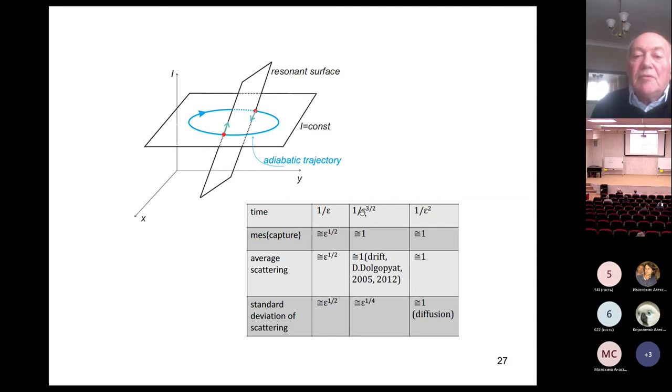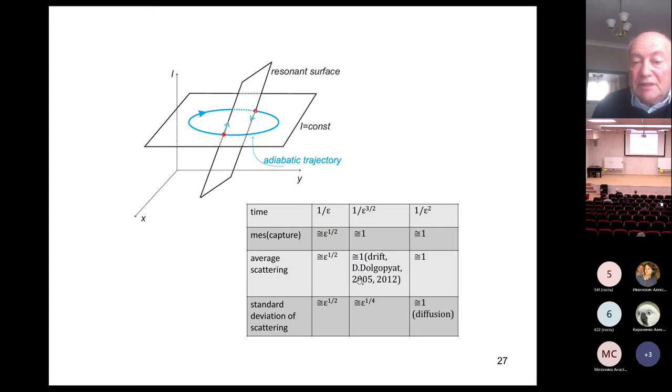But if we consider many crossings, of order one over epsilon crossings, we have such a time interval. On each crossing, we can have a measure of capture of order square root of epsilon, but for many crossings, we have a measure of order one. So it's a very important phenomenon here. Everything is dominated by scattering, because we have average scattering, and any time we move a little bit around the resonant surface, and for many such crossings, we can move a distance of order one.